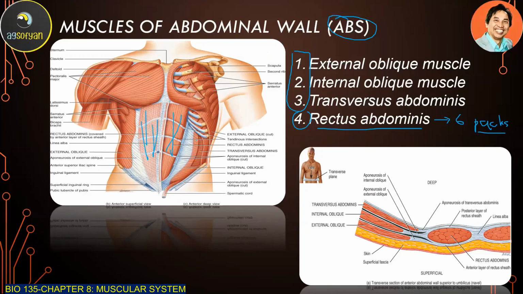So 3 of them are on the side. There are actually 3 layers over here on the side. The outside layer is called the external oblique, going in 1 diagonal direction. It's not straight. And then the internal oblique goes in the opposite diagonal direction. So if you see this one, this is the external oblique, going diagonal. And under it, there is a second layer called the internal oblique, going in the opposite direction, but still diagonal.